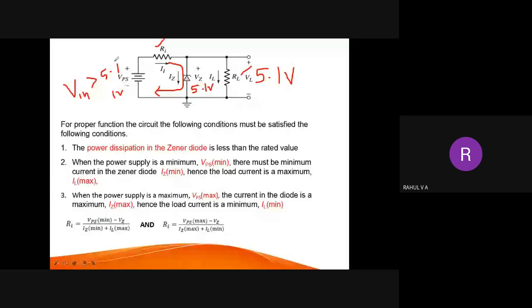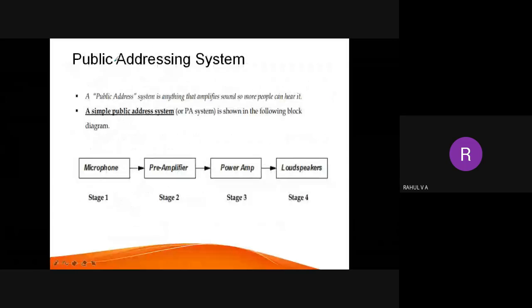Now about the circuit. Okay, we have already learned what the block diagram of a power supply, DC power supply, is. Then we have learned what a bridge rectifier is. Then we have learned what a capacitor filter is. Then we have learned the circuit of the Zener voltage regulator. Now it is time to discuss what is a public addressing system, PA.